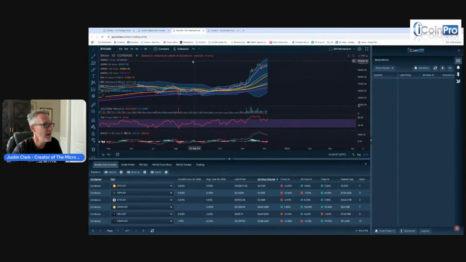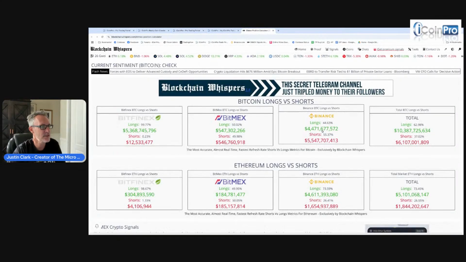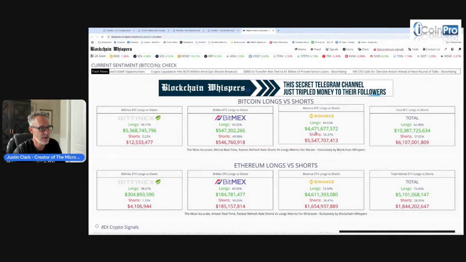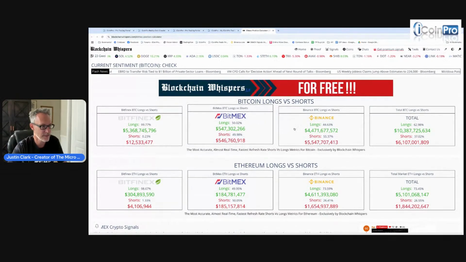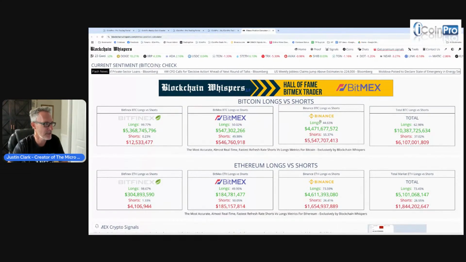Okay, now moving on. The other thing I just want to check, we're going to take a peek at the longs and shorts. So we only check this on Binance because that's the only data that's valid. Everything else, BitMEX, Bitfinex, we don't even pay attention to it. This is on blockchainwhispers.com.